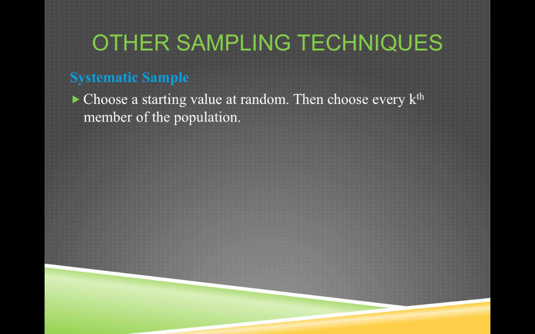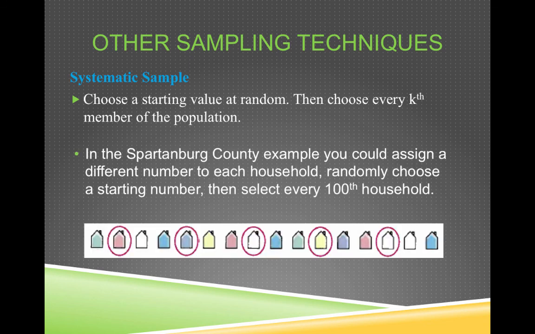All right, let's look at systematic sample. We're going to choose a starting value at random and then choose every kth member of the population. Well, what do I mean by this? In the Spartanburg County example, we could assign a different number to each household. All right, so kind of like numbering all of our stats students 1 through 731, we're numbering all the houses in Spartanburg County. We're going to choose a random starting number, let's say 42, and then we're going to select every 100th household.